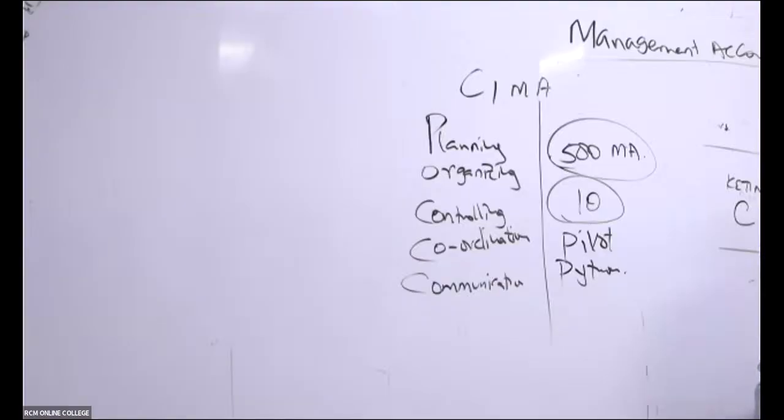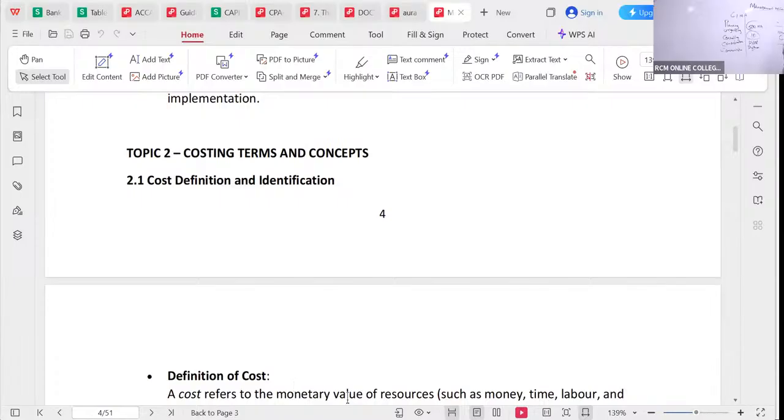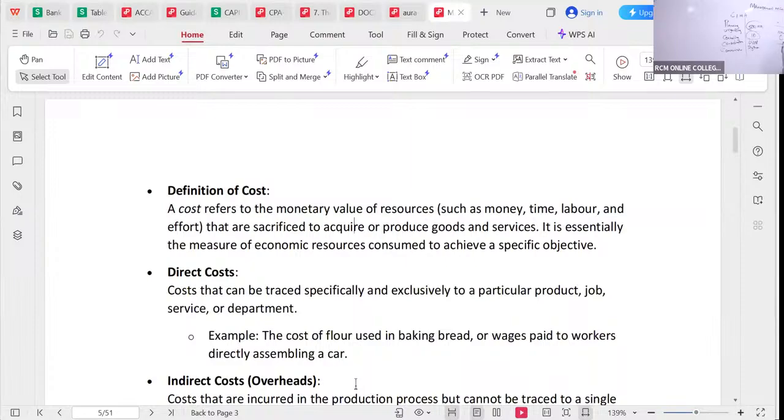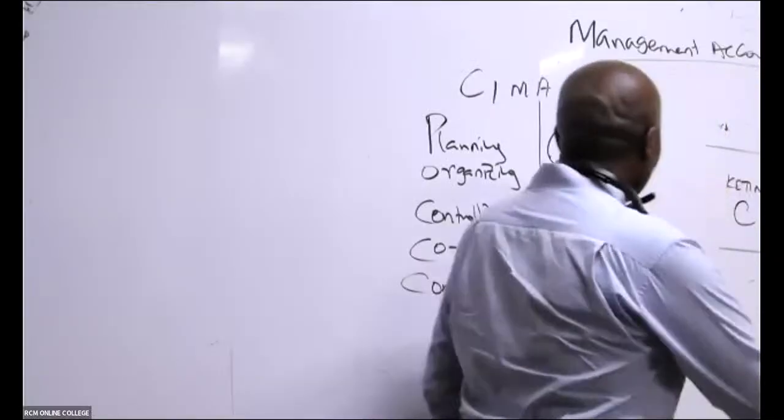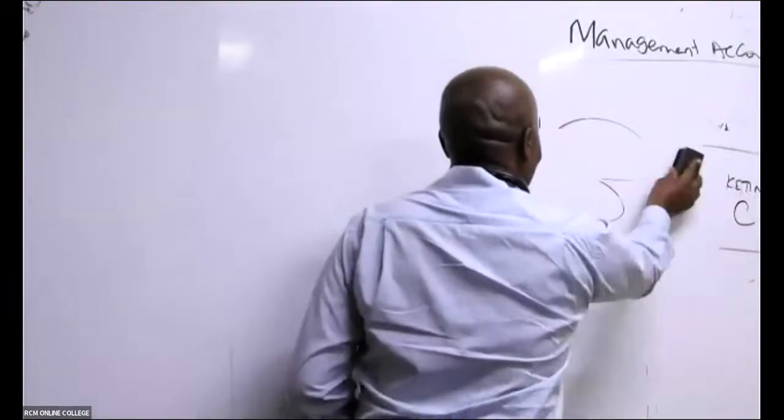This could be in terms of money. Yeah, we are told there, a cost refers to the monetary value of resources such as money, time, labor, etc., that are sacrificed to acquire or produce goods and services. It is essentially the measure of economic resources consumed to achieve a specific objective. Then we have what we call direct costs and indirect costs. So direct costs, if I can just remind you from your high school, I can see all of you here are very, very young. You must have cleared your high school last year.